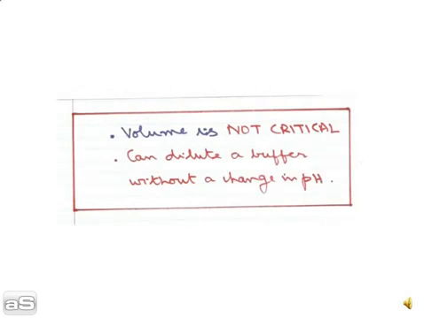Now lastly, we have to know that since the volume is not critical, we can dilute a buffer solution without a change in pH. Now we come to the end of this presentation on the preparation of a buffer solution of known pH values, and here we have considered the pH values of 7 and 9. Thank you.